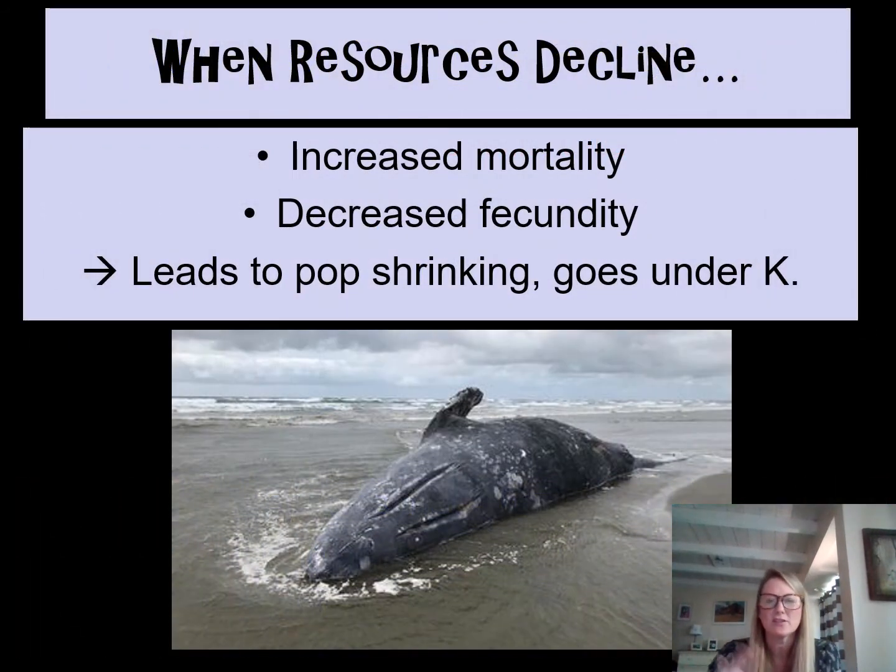All right, so this is just general trends and rules that you see with populations. So when resources decline in an environment, so when they become limited, number one, you start seeing an increased mortality rate with the organisms. Number two, you see a decrease in the fecundity, so the amount of babies being born gets reduced. And this all leads to a shrinking of the population, and sometimes that population does go under its carrying capacity. By the way, carrying capacity is usually always represented with an uppercase K when you're talking about logistic growth.